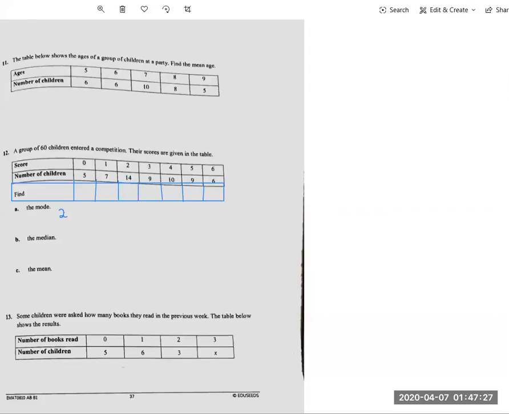Okay, now we're going to look at the median first. Since the data given is in table form, to find the median we have to create the position. Okay, the additional row that you're going to put in.